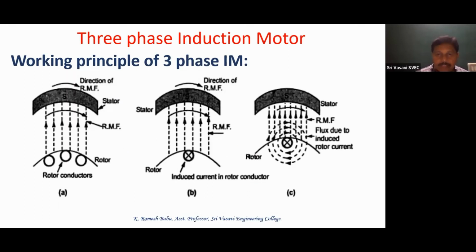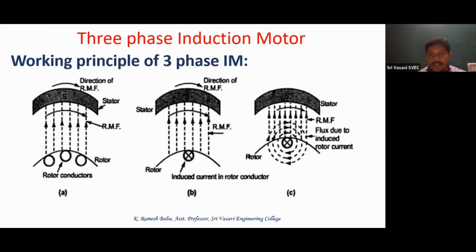So in this diagram, the current is flowing in the downward direction, so the flux is in the clockwise direction. The flux due to the induced rotor current is clockwise. Now observe the right side of the conductor: both the fluxes, that is the rotating magnetic field and the flux due to the rotor current, are in opposite directions.